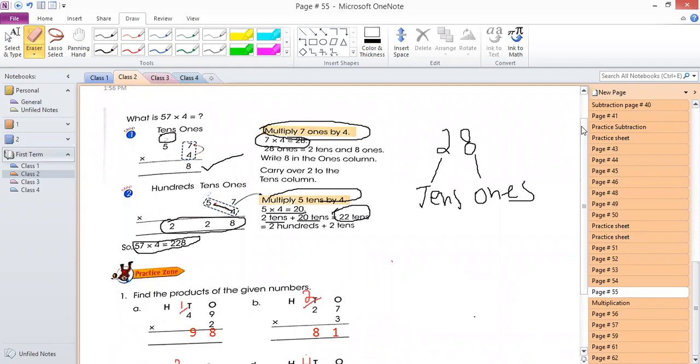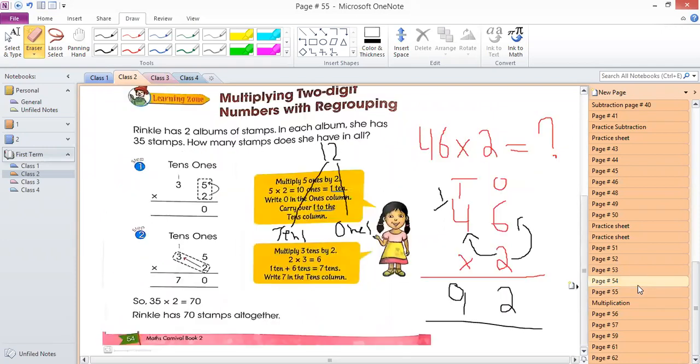What we are studying nowadays is multiplication with regrouping of 2-digit and 3-digit numbers by a single digit. I will revise one or two questions for multiplication with regrouping from the last class. Then we will start 3-digit number multiplication by a single digit number with regrouping, and we will complete the book questions related to this topic. So on page number 54, we did one example, that's 46 multiplied by 2, here in the practice session.